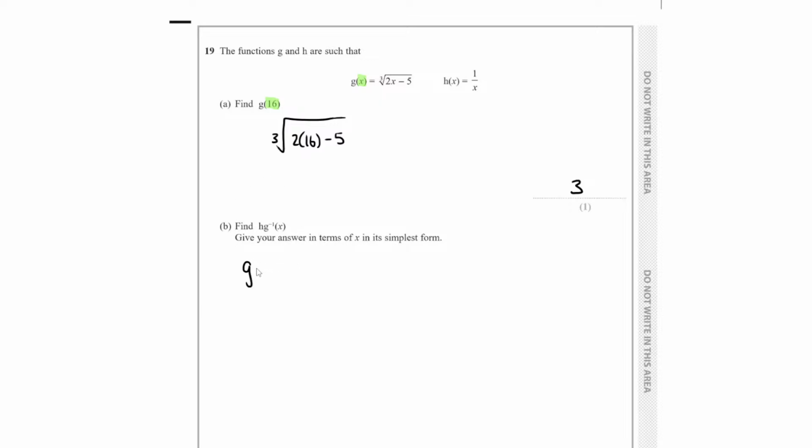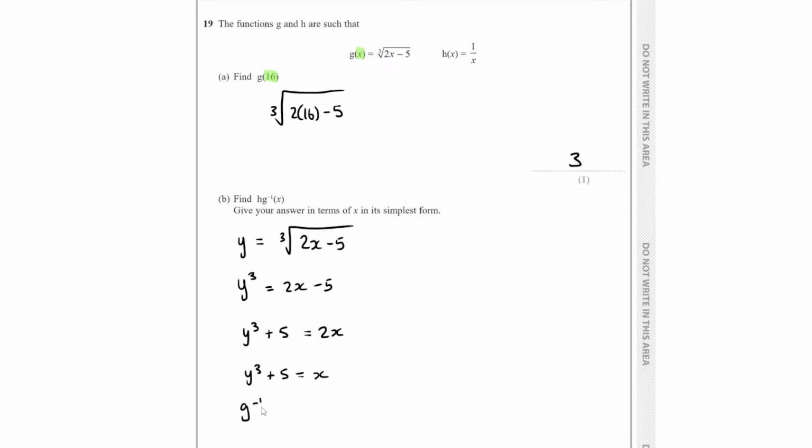Okay, so the inverse of g, well, what I normally do is put a y there. Now, some people swap the x and the y now, and then make y the subject again. I like to just make x the subject and then swap it at the end. So you either swap x and y now or at the end. It doesn't really matter. So I'm going to make x the subject. I obviously need to cube both sides. I obviously then need to add 5. And then my last step is to divide by 2. And obviously, I need to then rewrite it, officially.